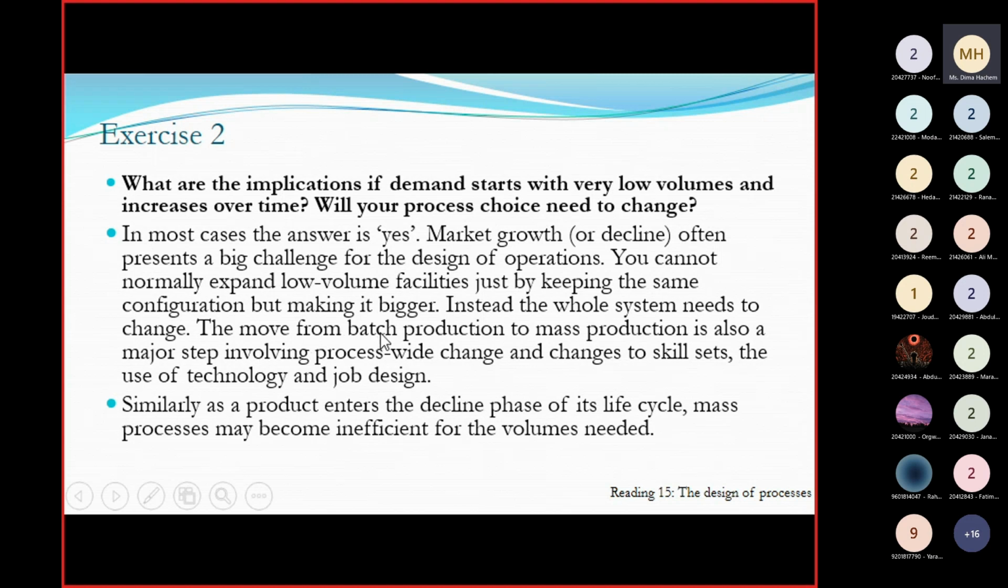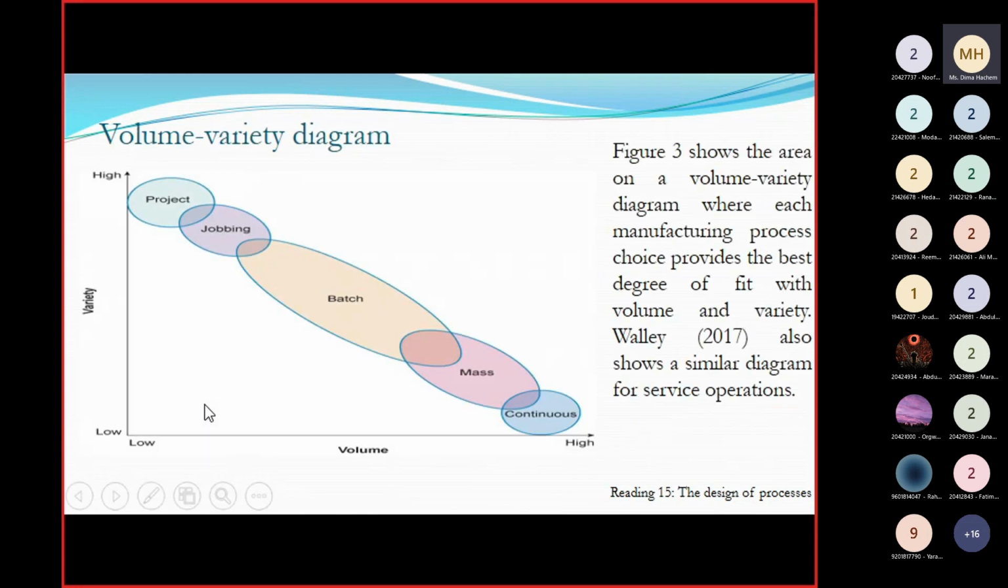Okay, so the move from batch production to mass production is also a major step involving process-wide change and changes to skill sets, the use of technology and job design. Okay, meaning, if we go back to this chart, if you are doing a jobbing process, you can move to the batch process if the demand for the products becomes higher, okay, or vice versa, the opposite, if the demand for your product became less.